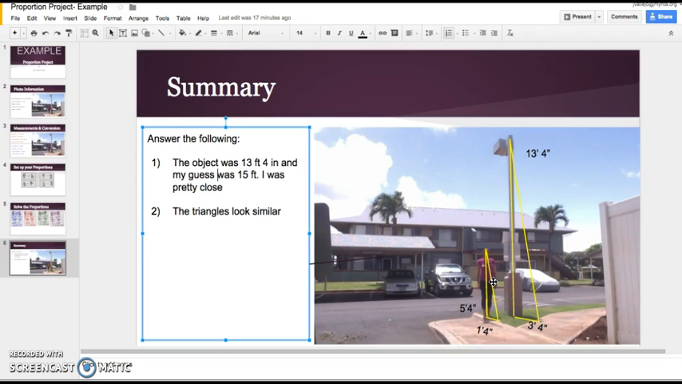It shouldn't be facing a different direction. And this is how you know that your triangles are similar. Okay, and that's pretty much it for the project.